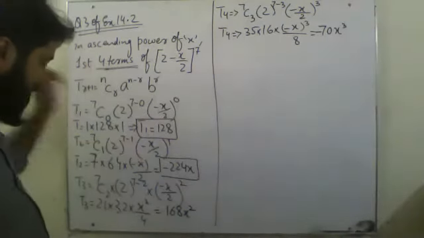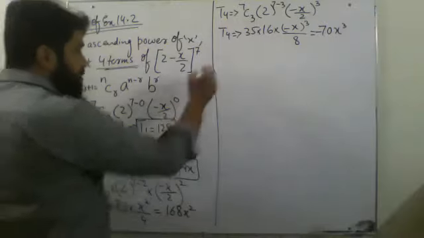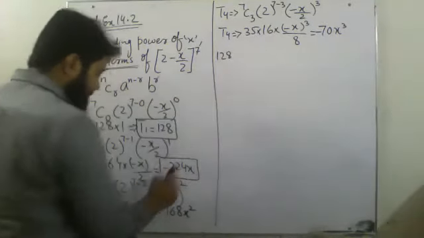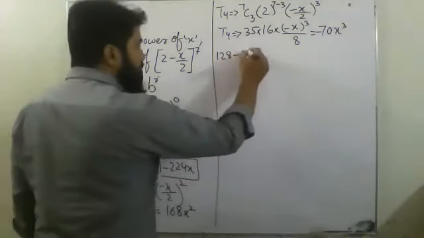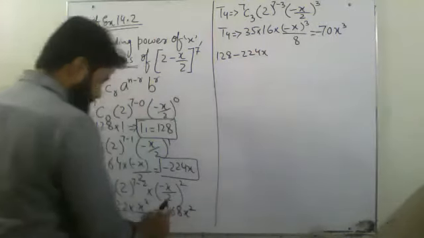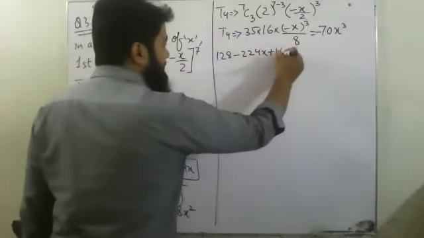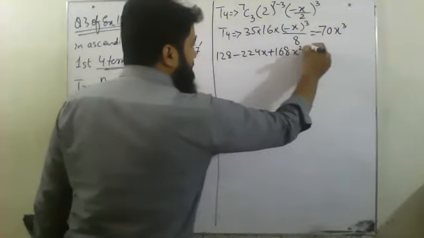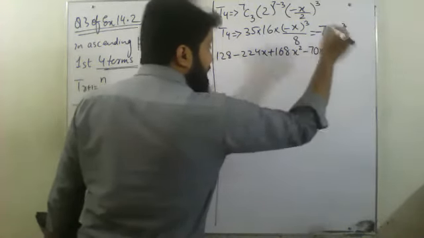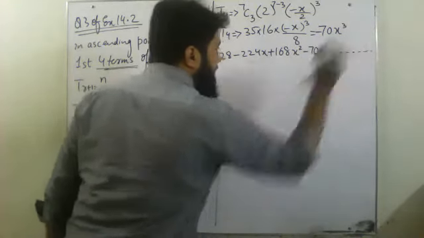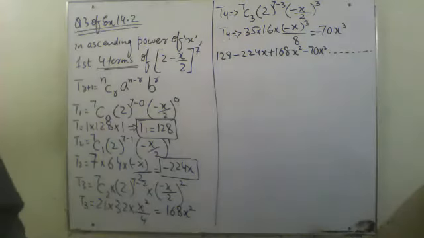I am going to write it over here. First one is 128. Second one is minus 224x. Third one is 168x square, minus 70x cube. But there are more terms which we don't need, so I have put these dotted lines.